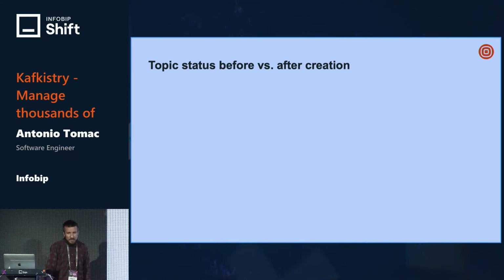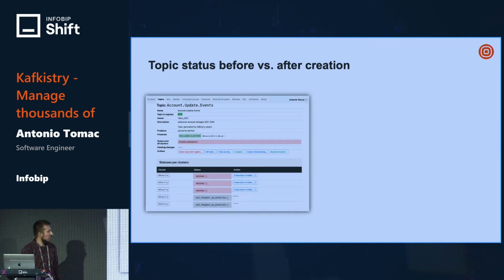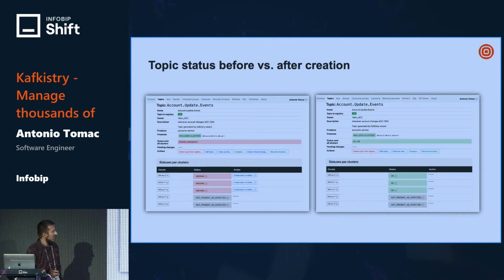And okay, let's say we have a topic in Git, but not yet on the clusters. Kafkistry will initially show that this topic is missing for all clusters where it's expected to exist. And after we actually create it, Kafkistry will show that the topic has OK status, meaning that it exists as it should, and that it has a correct configuration as specified within Git.